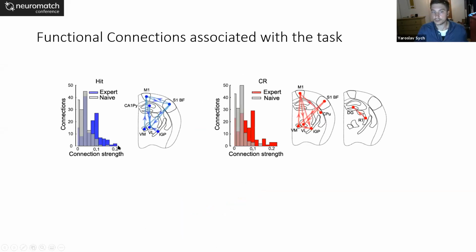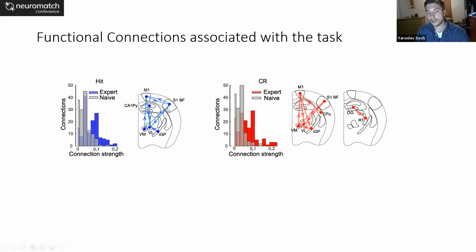If we plot the top 8 links in this network, so basically the subset of links which is increasing its connection strength throughout learning, which is shown here in this blue histogram on the left for hit trials versus the naive connection strength.